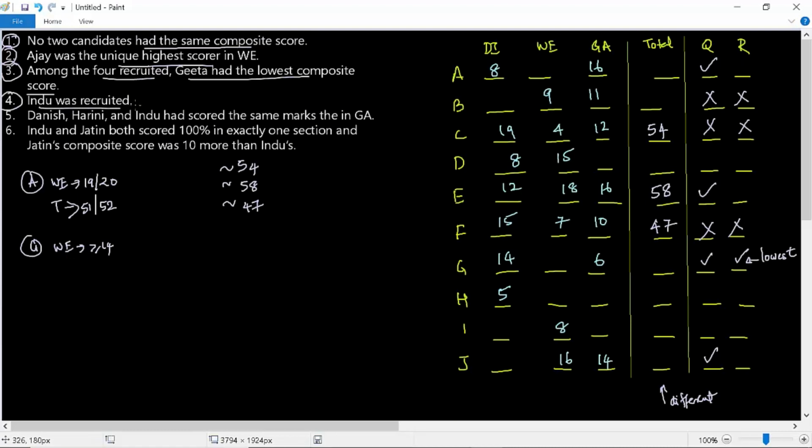And statement number 4, Indu was recruited. So Indu, to be recruited, had to be qualified, which means this score and this score must be greater than or equal to 14.